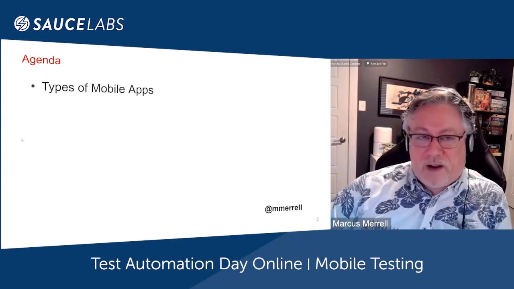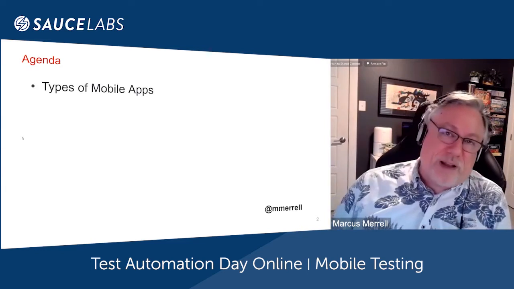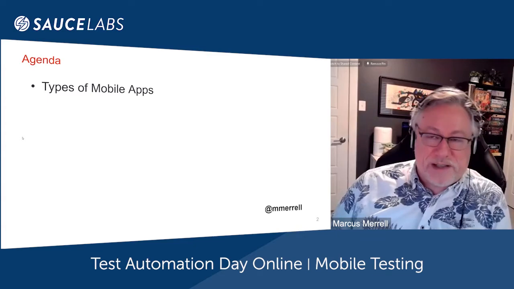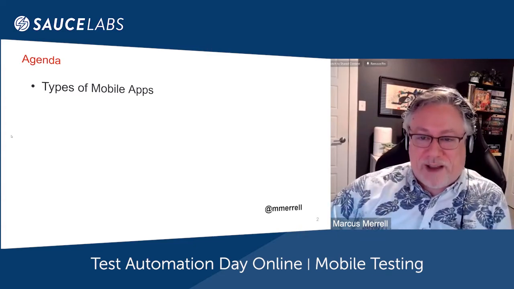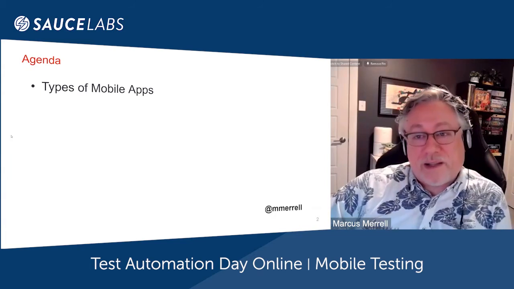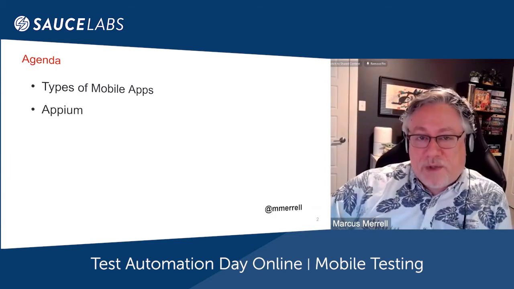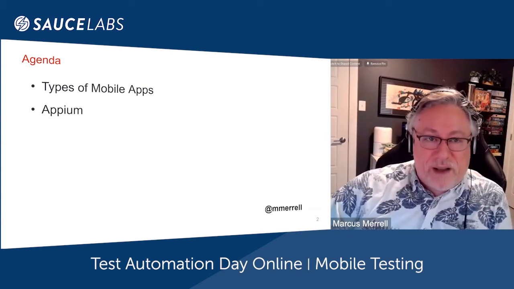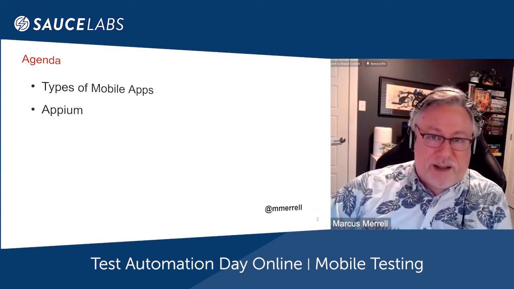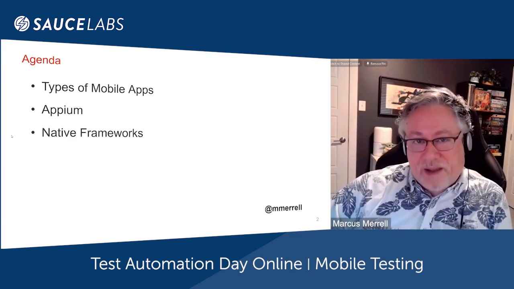So what we're going to talk about today is a little bit about types of mobile apps, although if you attended Wim's presentation, I think you probably got quite a bit of information about the types of mobile apps. In fact, he probably covered it more comprehensively than I will, no doubt. We'll talk about Appium, its origins, its architecture, and how it operates at a fundamental level. And then we'll talk about the same thing for native frameworks.